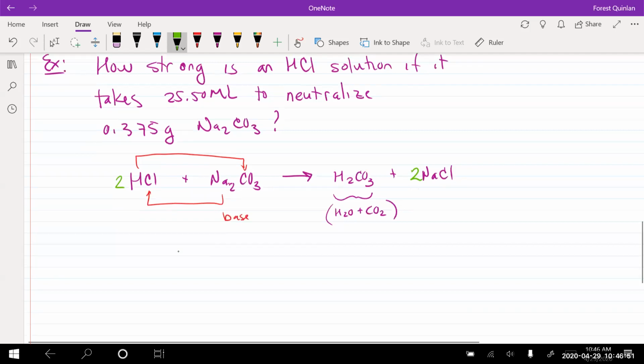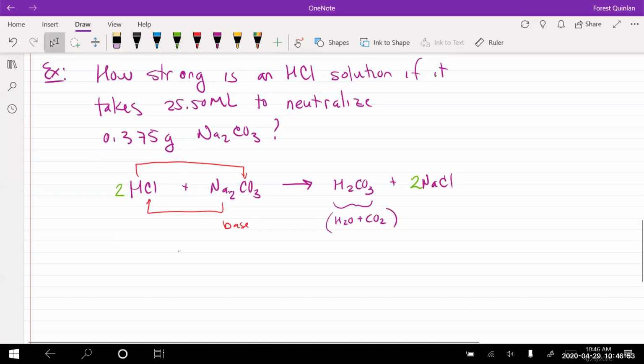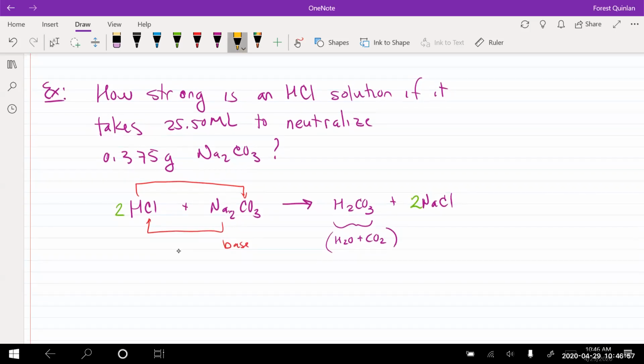Now, at this point, we want to ask ourselves, what is the problem asking us? So again, we come up here: strong. How strong is the acid? We're asking for the molarity, moles per liter, the molarity. And then, shoot, let's put it over there. And then let's ask ourselves the other question.